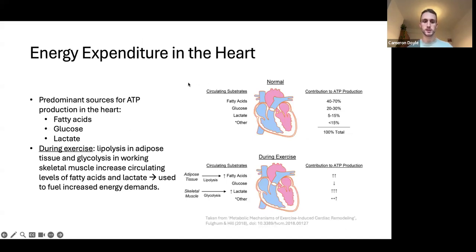Energy expenditure in the heart. Most of this, again, is coming from fatty acids. During exercise, because your heart is obviously incredibly reliant on enough energy, you don't want that to stop working. Lipolysis happening in adipose tissue and in the liver is going to increase circulating lipid levels, fatty acid levels, sorry, which your heart can then get hold of.